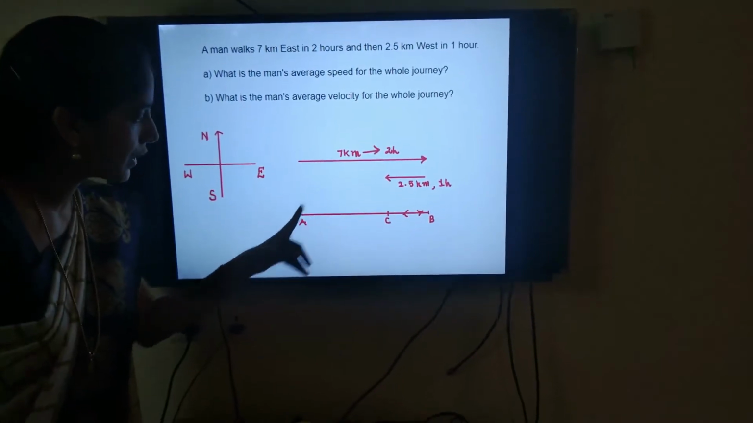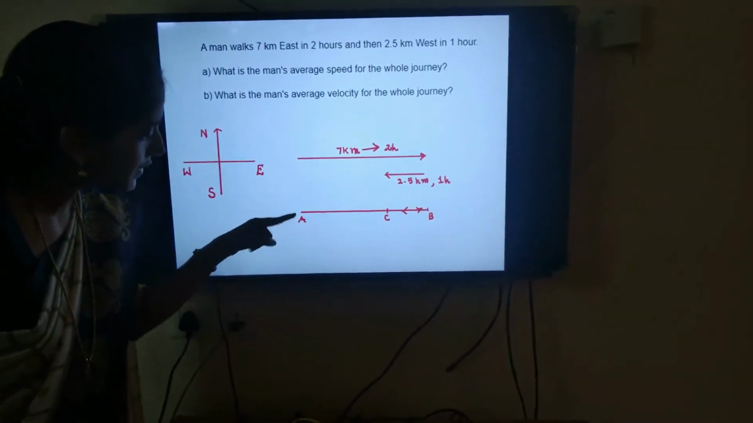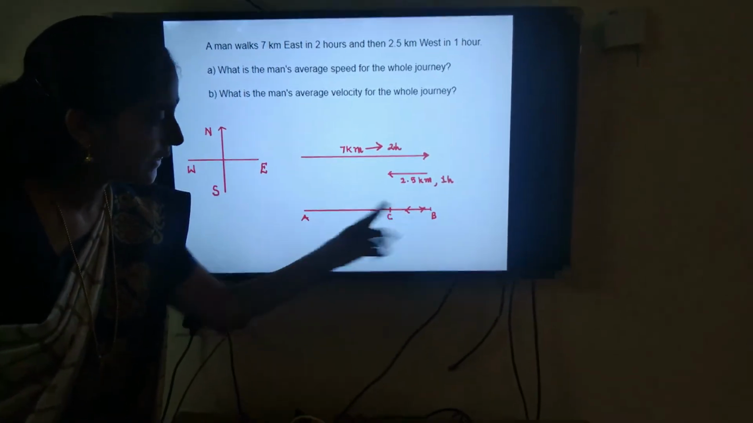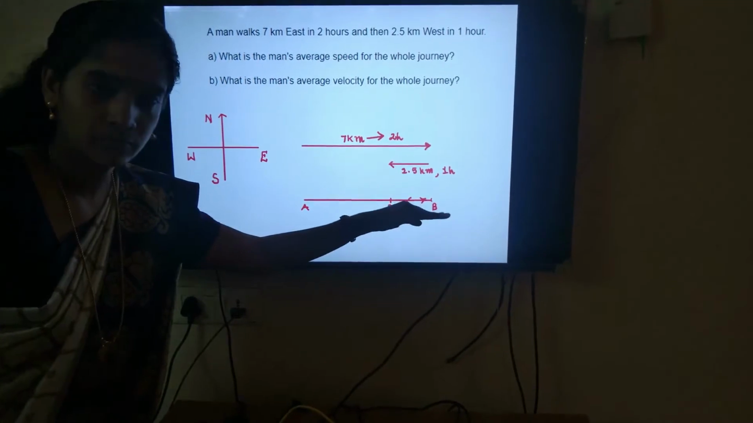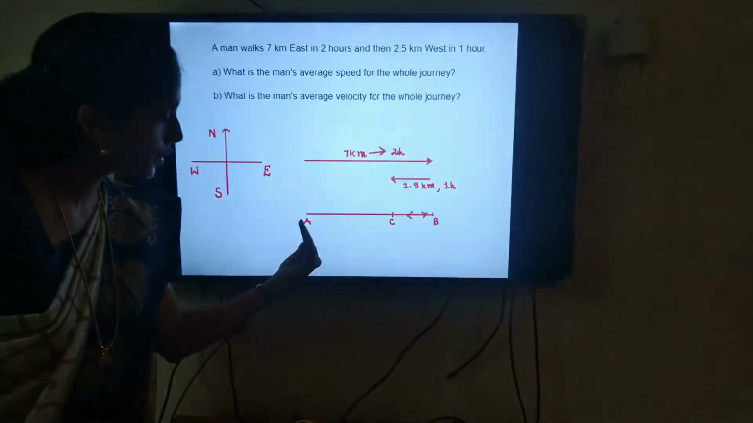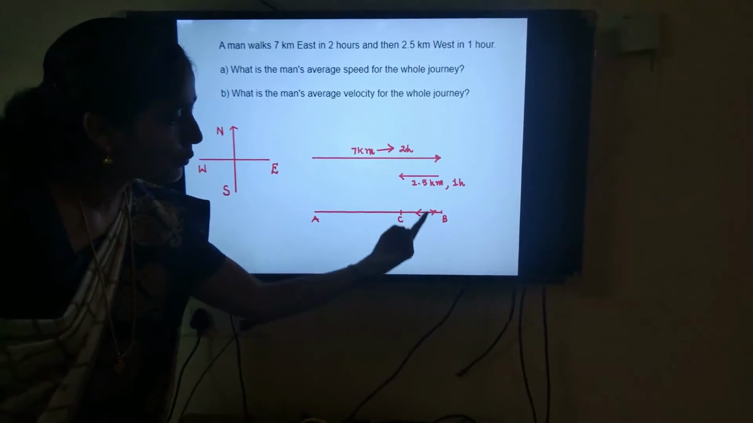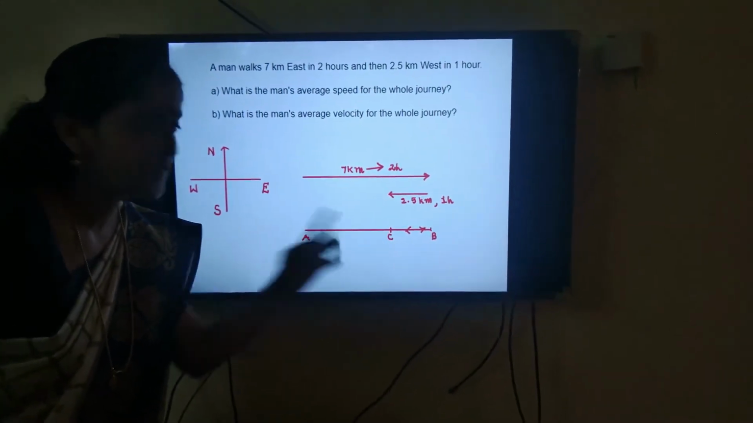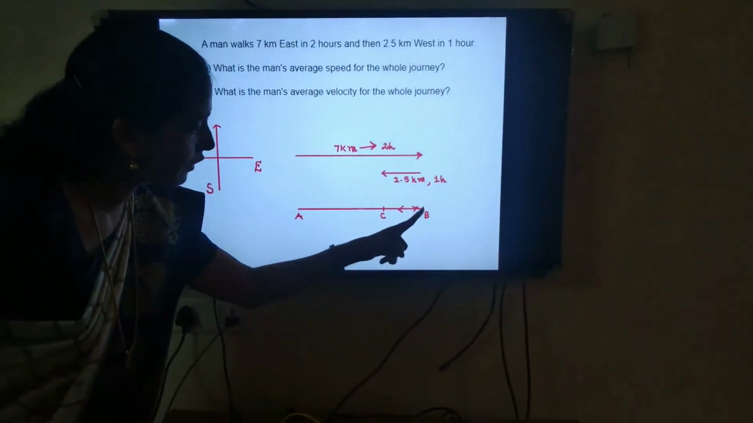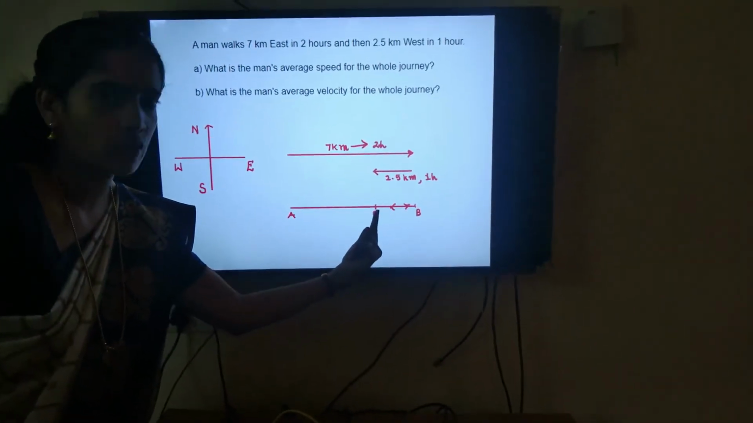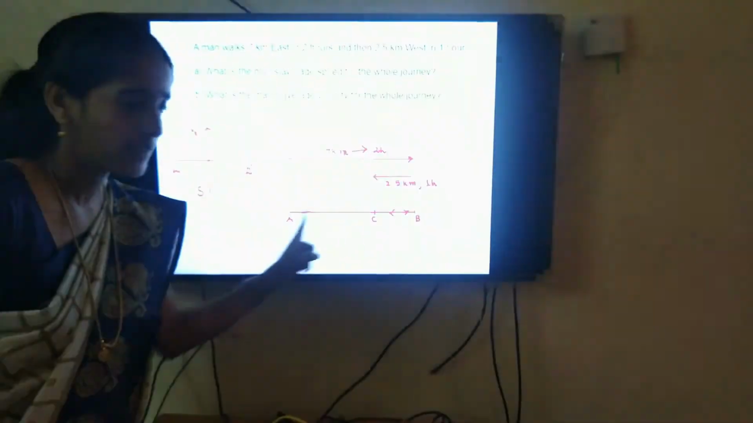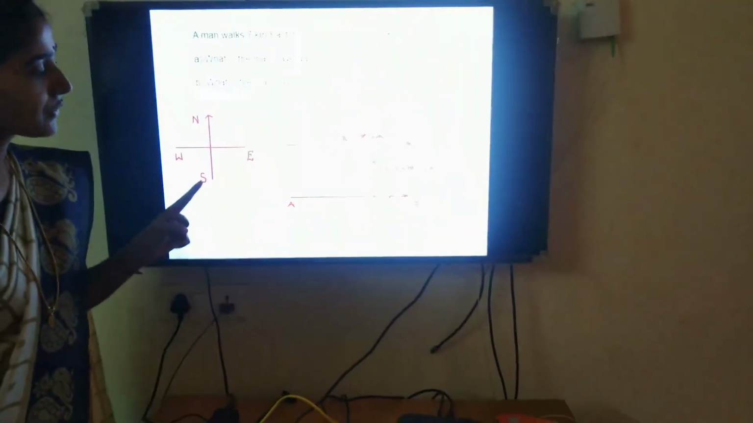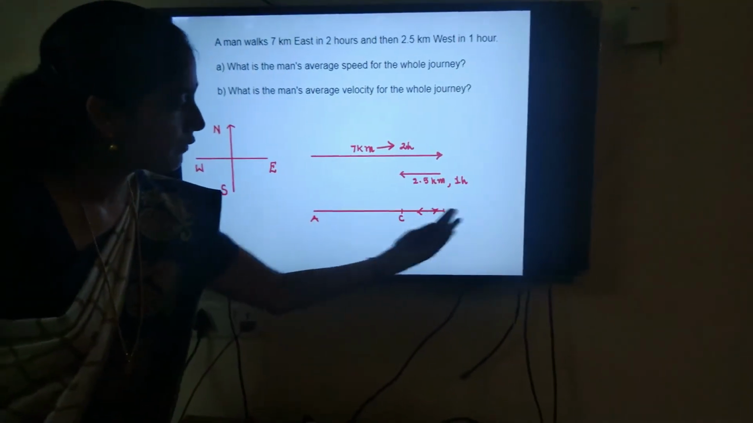Look here, I marked this point as A, this point as B. So starting from A, moving right for 7 km in 2 hours. And then see, 2 arrows are here. That means first going towards east and then returning, not to the starting position but to a distance of 2.5 km from here. So I marked this final position as C. So first 7 km, then plus 2.5 km. What is the total distance travelled? 7 plus 2.5, so total distance travelled is 9.5 km. And for what time does he travel? For 3 hours.